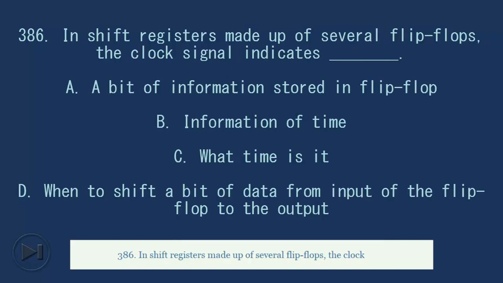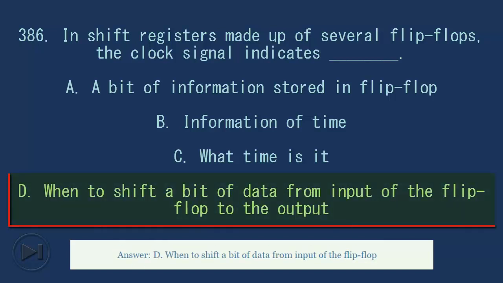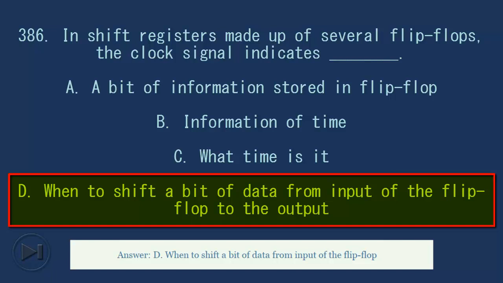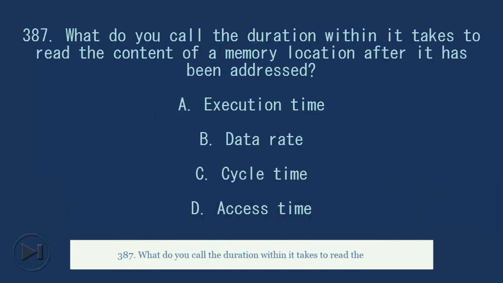386. In shift registers made up of several flip-flops, the clock signal indicates blank. A. A bit of information stored in flip-flop. B. Information of time. C. What time is it? D. When to shift a bit of data from input of the flip-flop to the output. Answer: D. When to shift a bit of data from input of the flip-flop to the output.